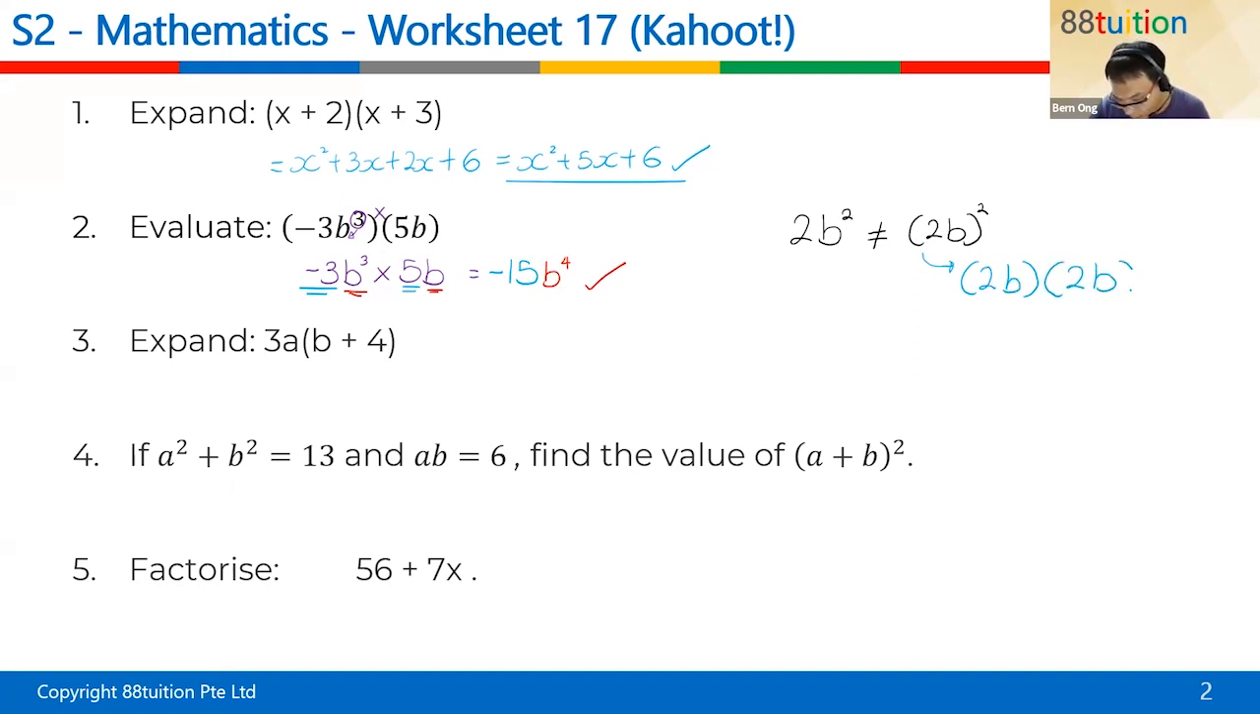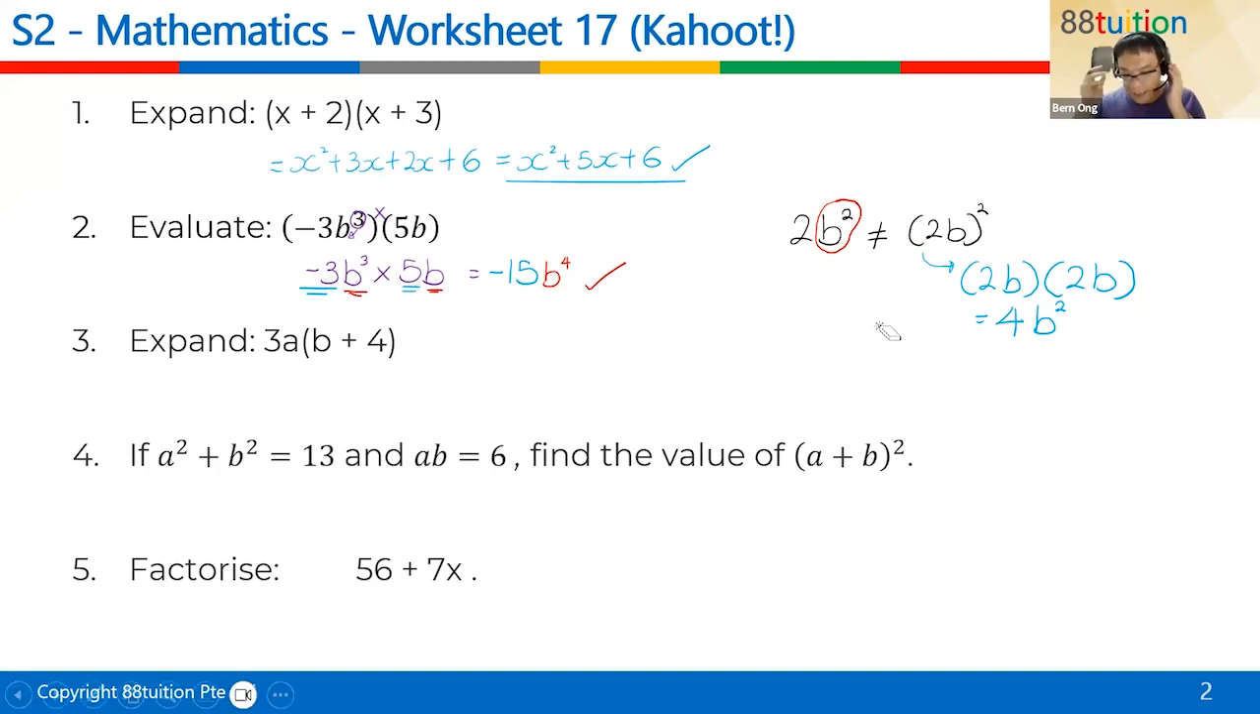Can you see or not? Which means that 2 times 2 is a 4, b times b is a b squared. That's why I always tell you to be careful that this square is only for the b alone. It's not for the 2. Therefore, these two are totally not equal. They are not equal.